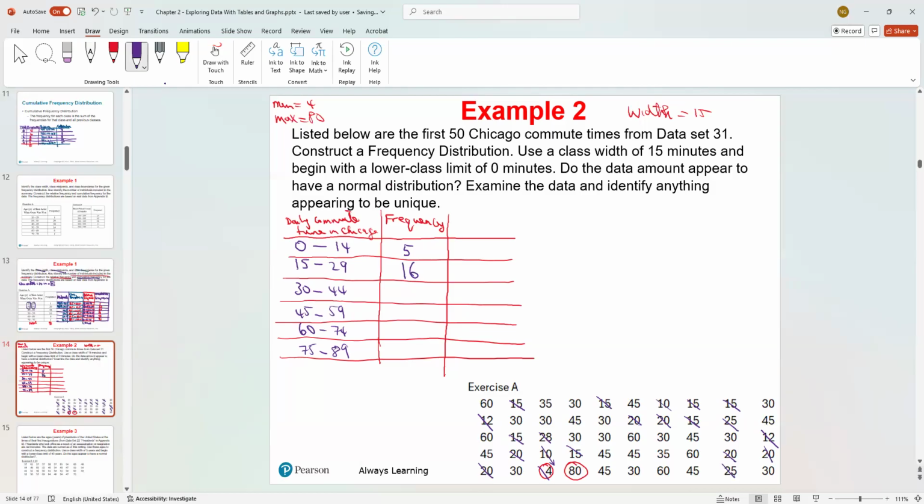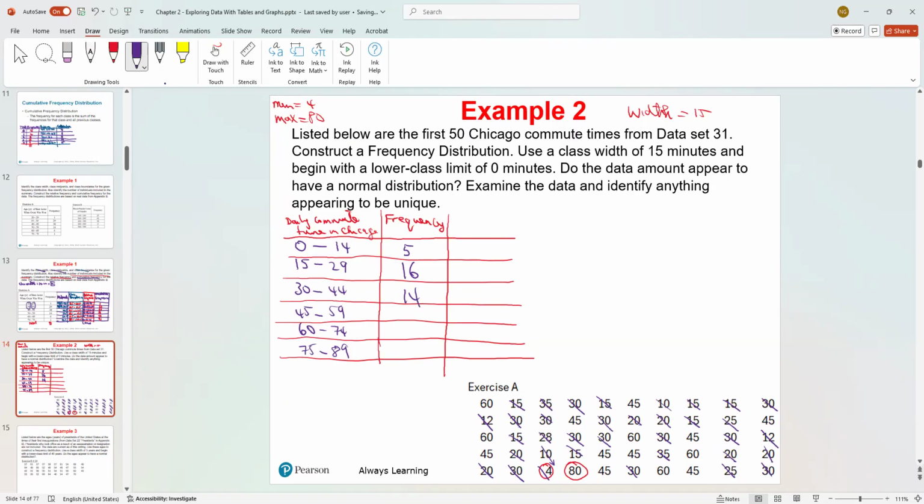And how many data values from 30 to 44? We need to count the number of data from 30 to 44. One, two, three, four, five, six, seven, eight, nine, 10, 11, 12, 13, 14. Yeah, so we find 14. Remember, you cross out the values you've counted, which helps you go faster.